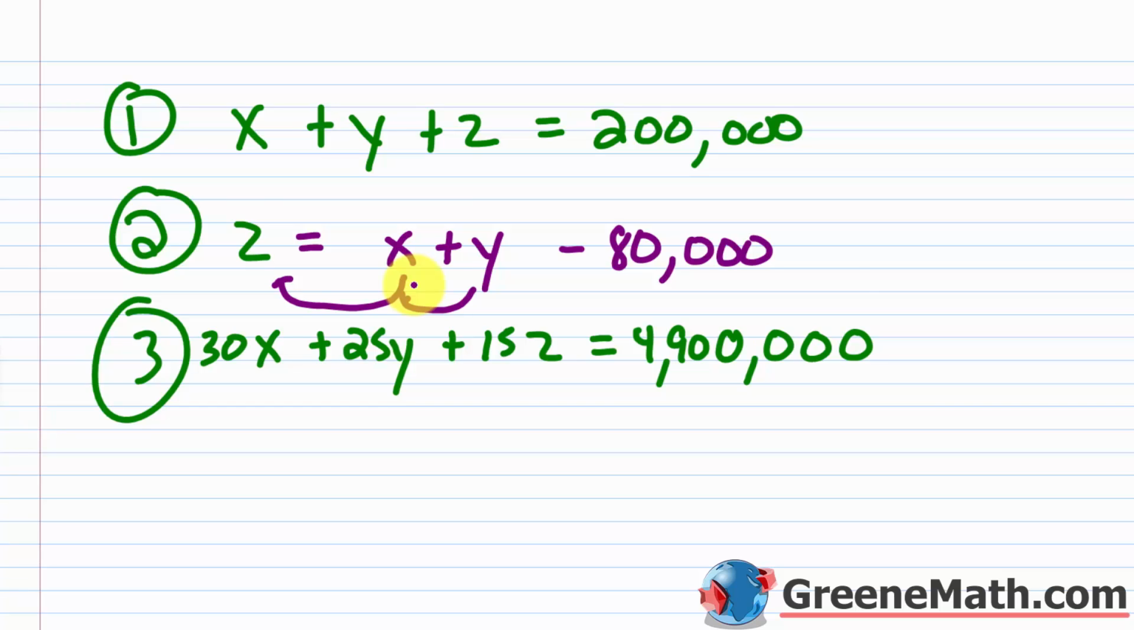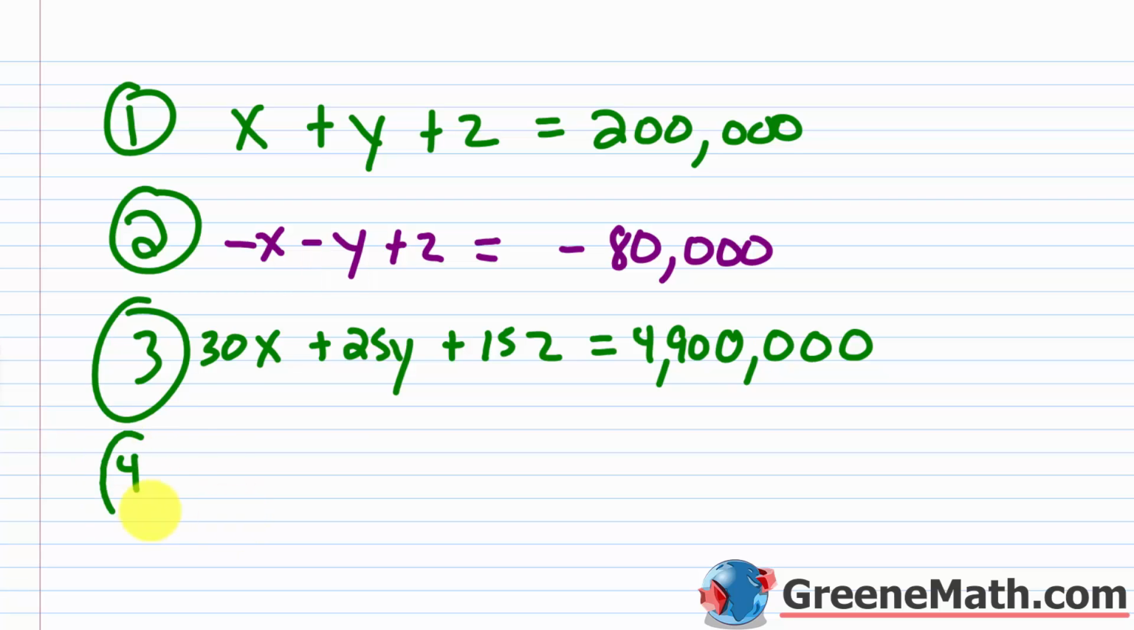I would have negative x minus y plus z. Okay, so negative x minus y plus z is equal to negative 80,000. It's really easy to use elimination to get rid of either x or y from the first two equations. So let's just choose to get rid of x. You'll notice that both of these are going to drop out, so it's going to be a nice, easy scenario for us.